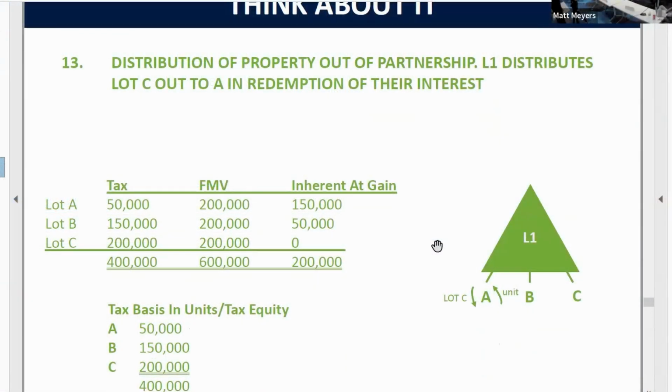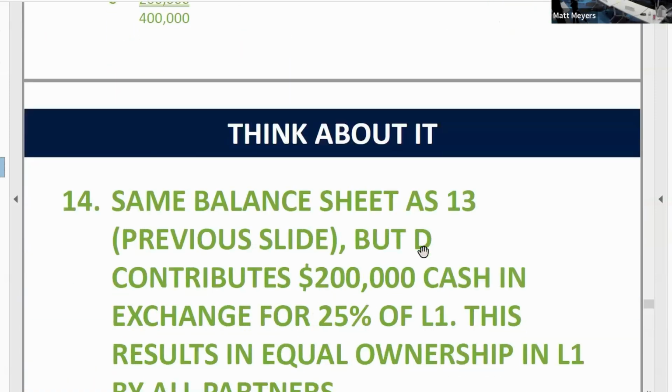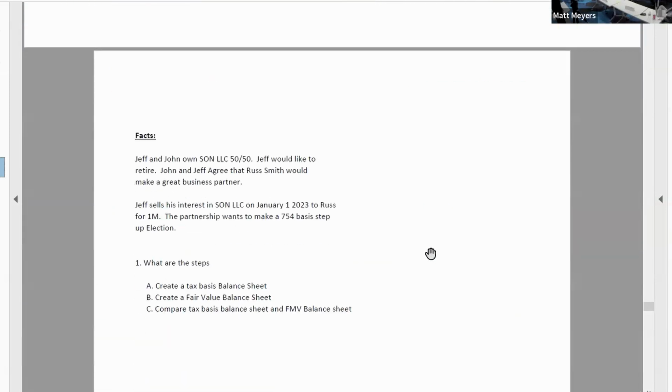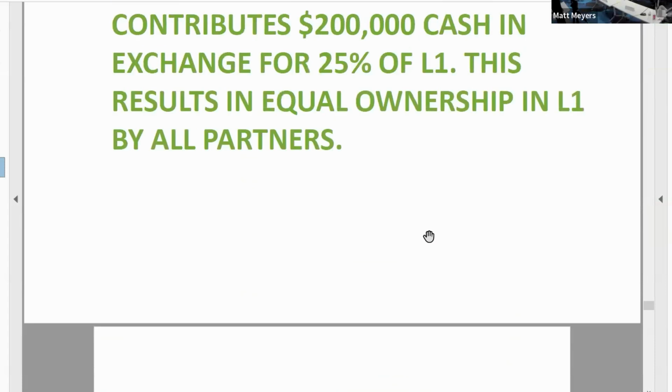Distribution of property. Actually, I think this is what you and I were talking about, Carter, maybe. Well, I'm pretty sure it is. I'm not going to do that either. Okay, so I'm not going to worry about the book just yet.